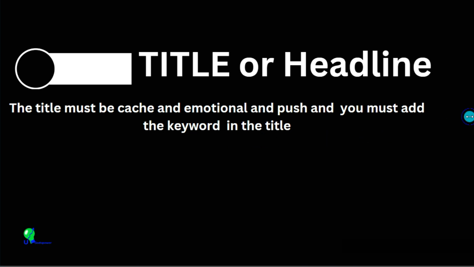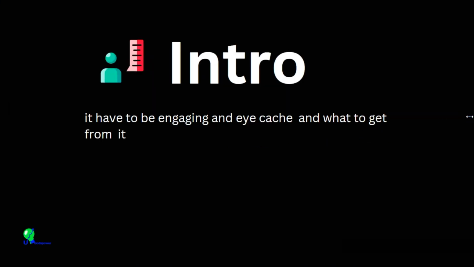You also need to make sure you add the keyword in the title of your blog. Then next, you need to use an intro. You need to have a good intro. It has to be engaging and eye-catching, so readers think, this is really good content, let me click on it. The intro is the first paragraph they will see when reading, so you need to keep their attention on your blog and make them keep reading. That is what you have to do in the intro.